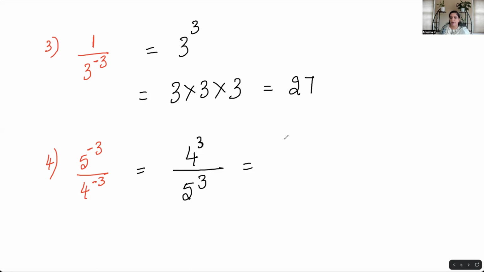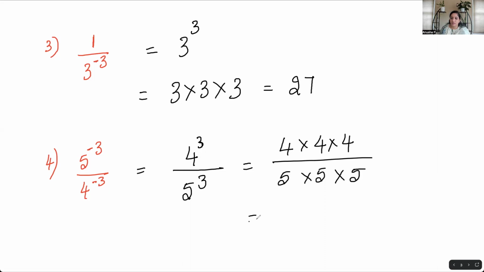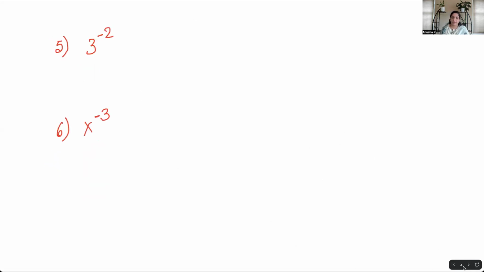Now, 4 to the power of 3 is nothing but 4 times 4 times 4, and 5 to the power of 3 is nothing but 5 times 5 times 5. So we know 4 times 4 is 16, 16 times 4 is 64, 5 times 5 is 25, 25 times 5 is 125. Okay, is it clear? Let me go to another example.